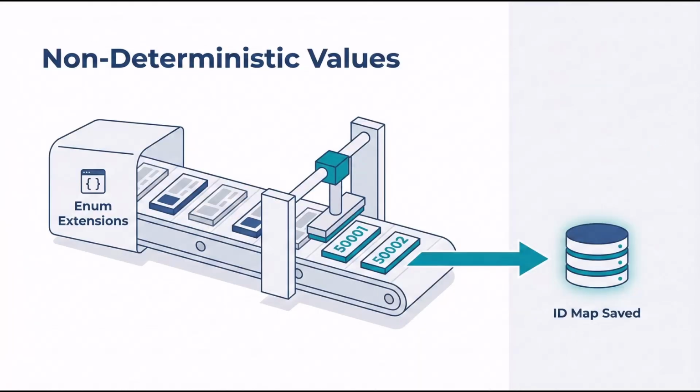D365 uses what we call non-deterministic values for enums. Basically, when we run this sync, D365 looks at all the extensions and assigns each one a unique ID, like 50,001 or 50,002. It then saves that mapping to the database. Without this, the system cannot translate our warranty code into something the database understands.